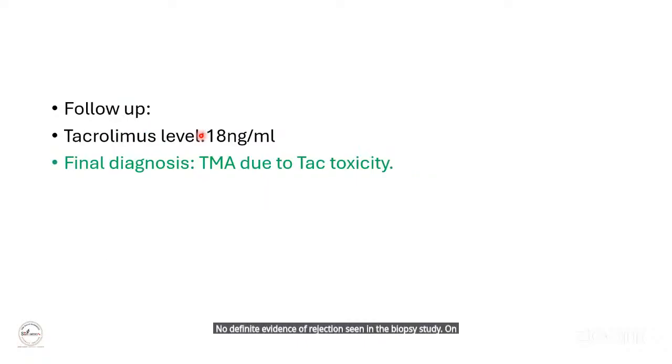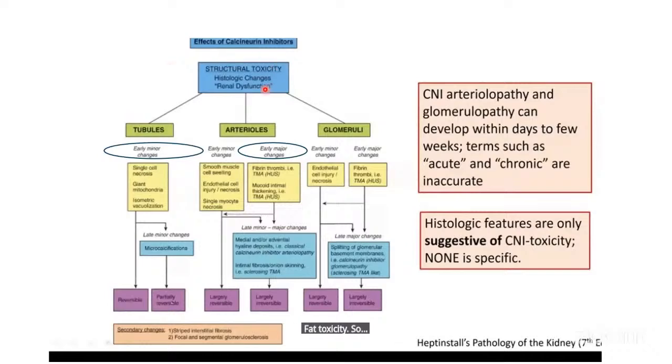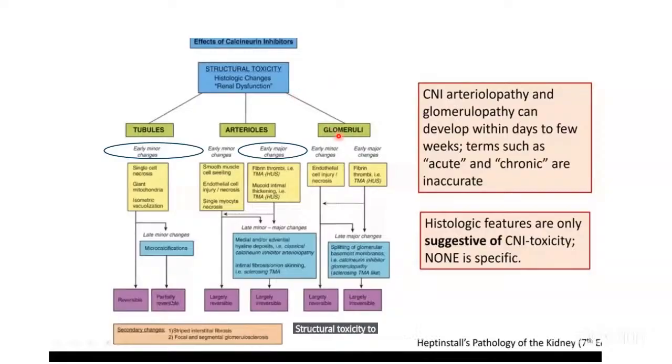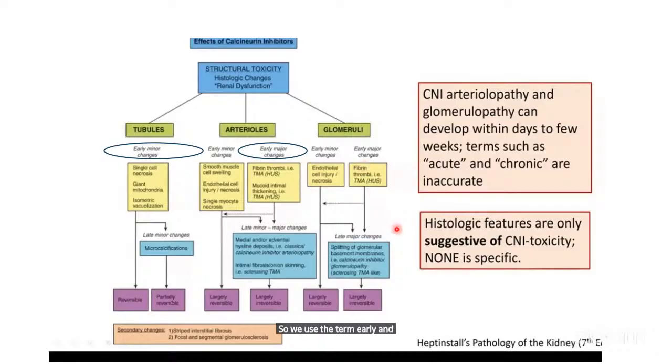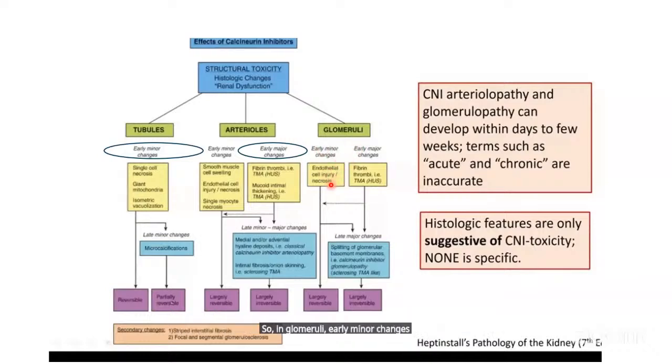On follow-up, the tacrolimus level was found to be raised to 18 nanograms per ml. So the final diagnosis was TMA due to TAC toxicity. CNI causes structural toxicity, and almost every compartment of the kidney is involved, but the terms like acute and chronic are inaccurate since CNI arteriolopathy and glomerulopathy can develop within days to a few weeks. So we use the terms early and late changes, and histological features are not diagnostic, they are just suggestive of CNI toxicity. So in glomeruli, early minor changes include endothelial cell injury and necrosis.